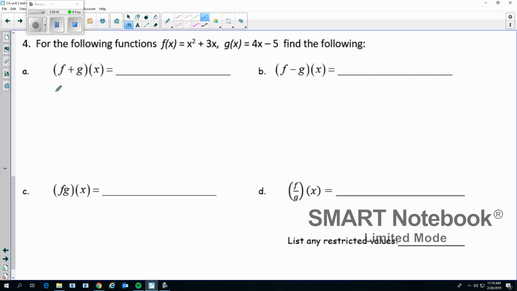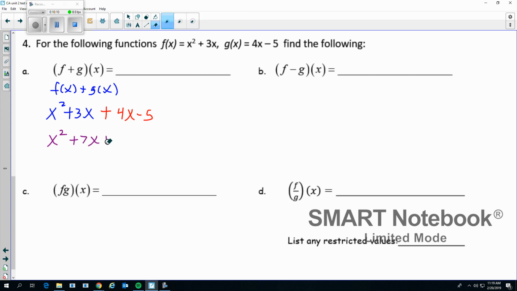Adding them together, all they're basically saying is take the f of x and add it with g of x. That's what that notation means. So we're going to take x squared plus 3x, and add 4x minus 5 with that. I've only got that x squared. Combine the x's, that'll give me 7x, and then I've got the minus 5, and that's it. That is what we're looking for.